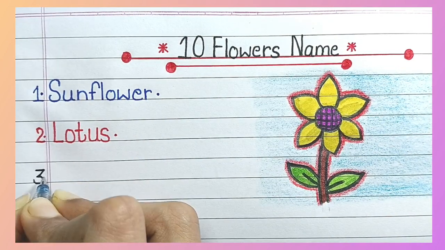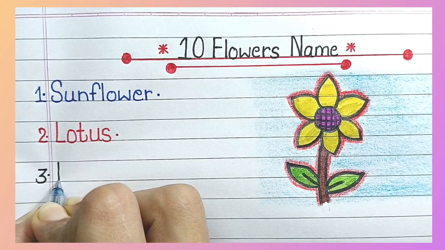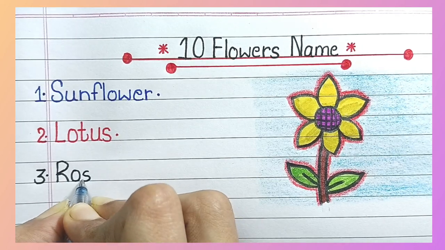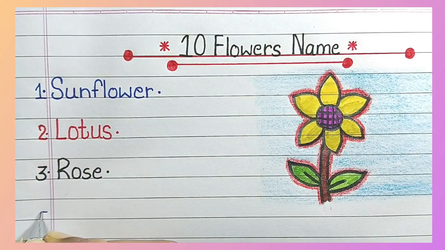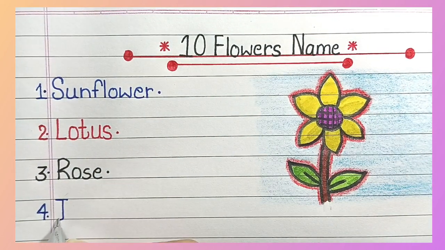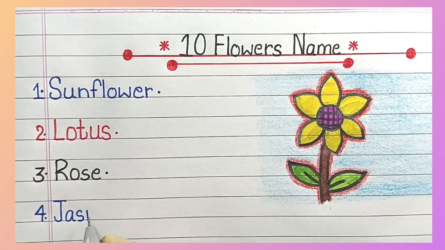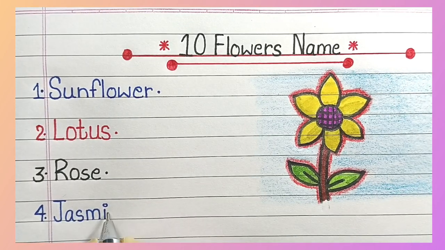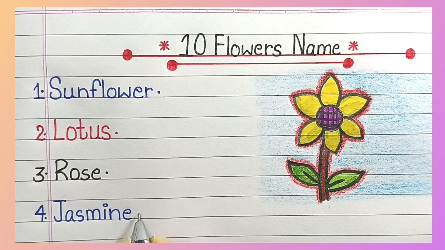Third line, R O S E, rose. Fourth line, J A S M I N E, jasmine.